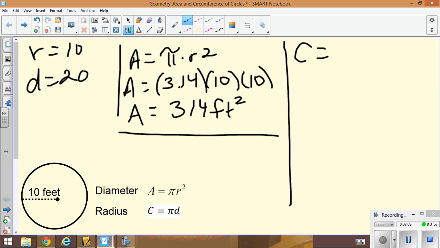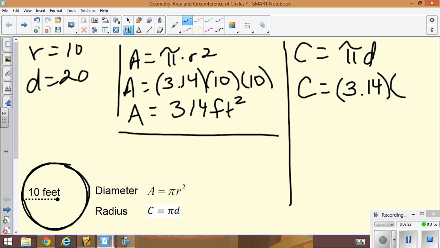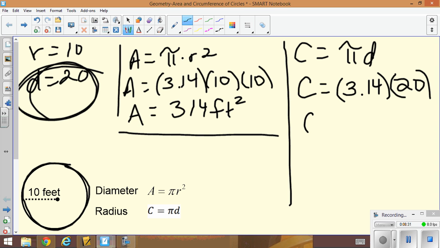And for circumference, we're going to use pi d. Remember, circumference is the distance around the edge of the circle. So C equals 3.14 times the entire diameter, which is right here, which is 20. So you're going to use your calculator and do 3.14 times 20 to get a circumference of 62.8 feet. Okay, if you need to copy any of these notes, please do so, because I will be turning the slide.